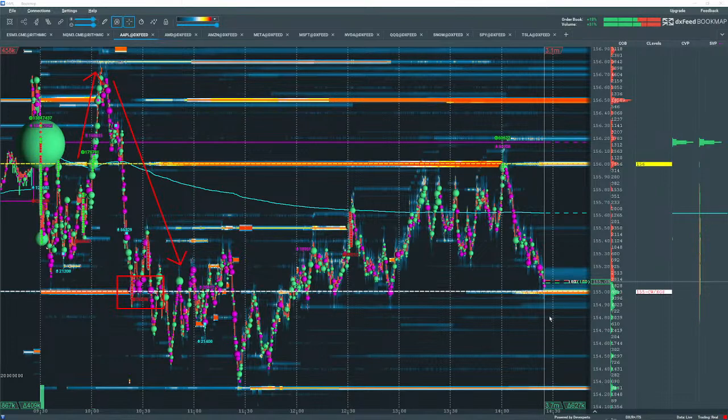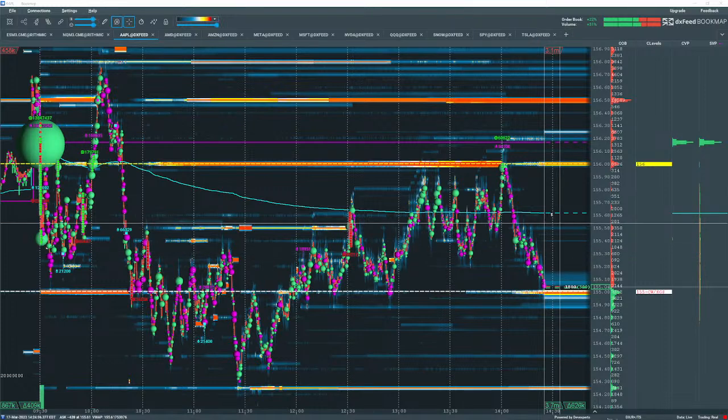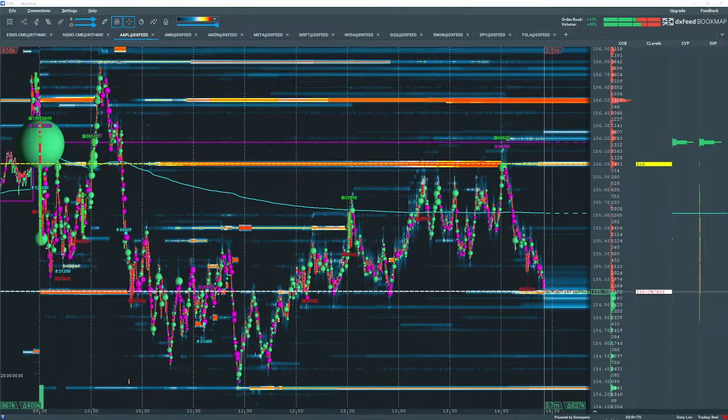And then price seems to be oscillating up and down around that level. One thing that we can do is, well, we'll leave it at that. So there's a short setup in Apple, again based on the plan confirmed by order flow and hedging flow.